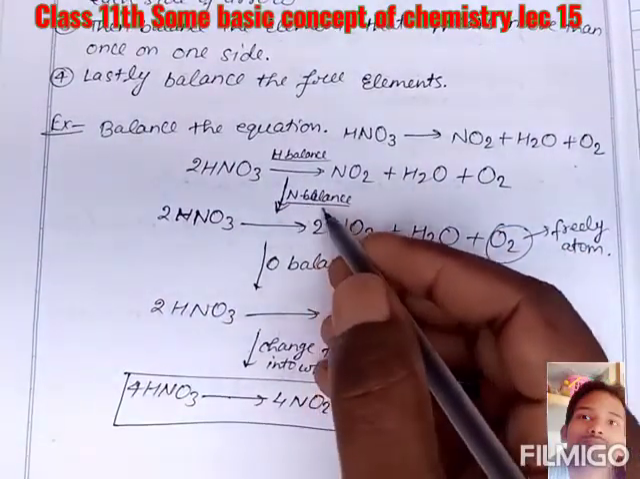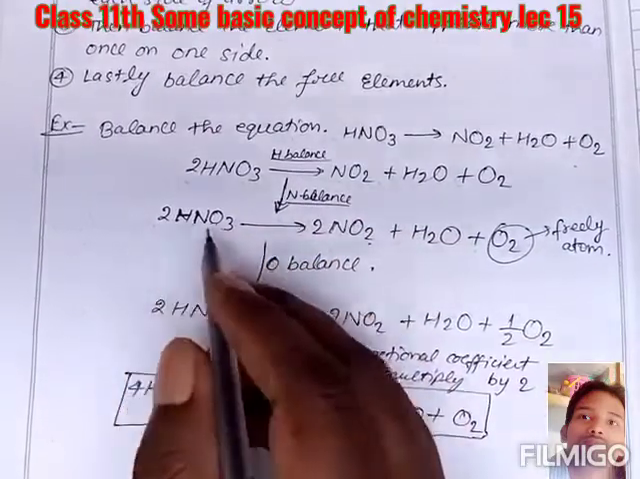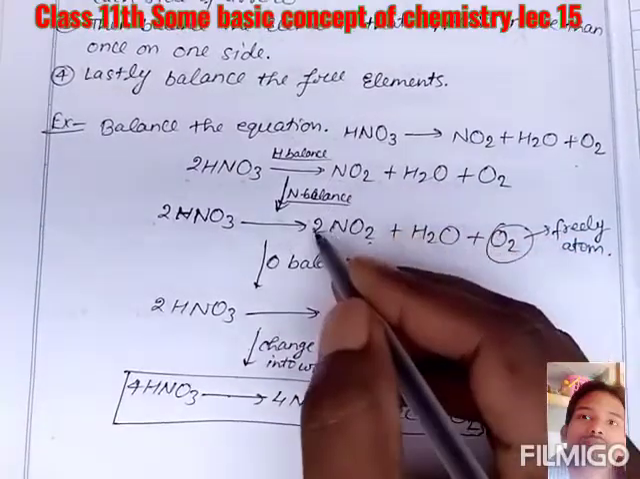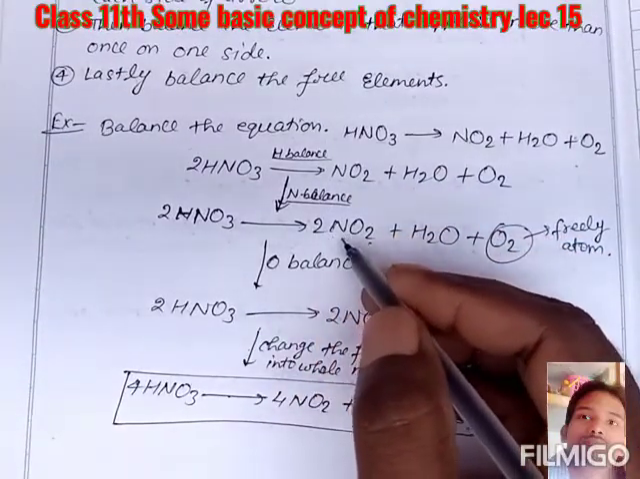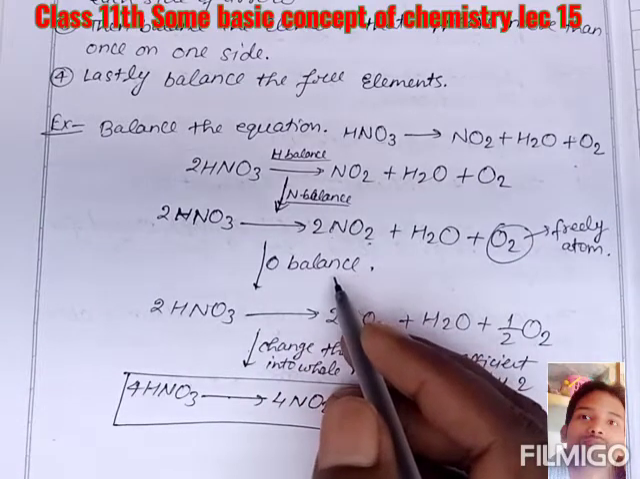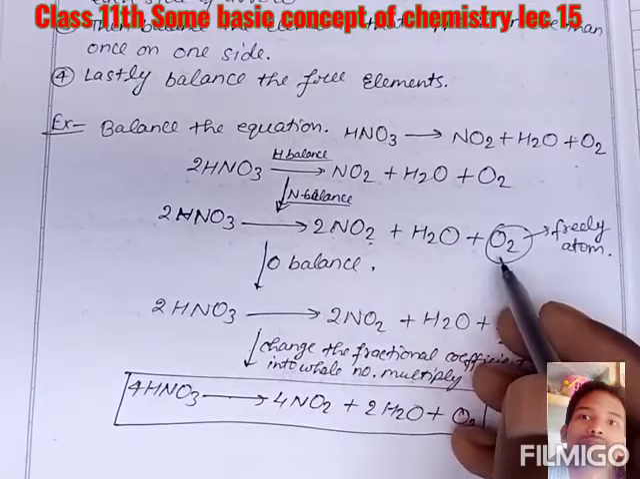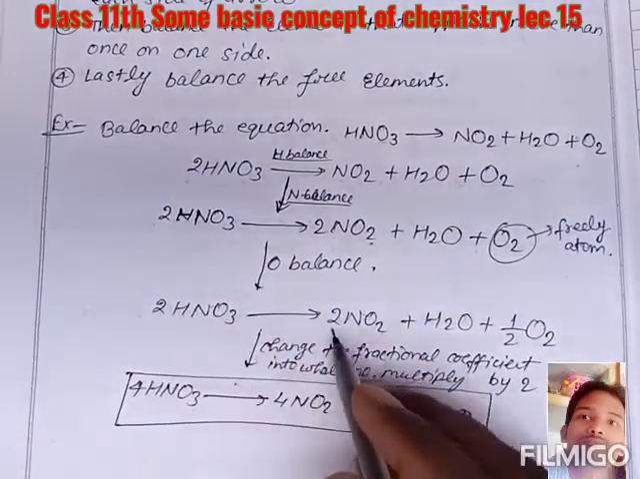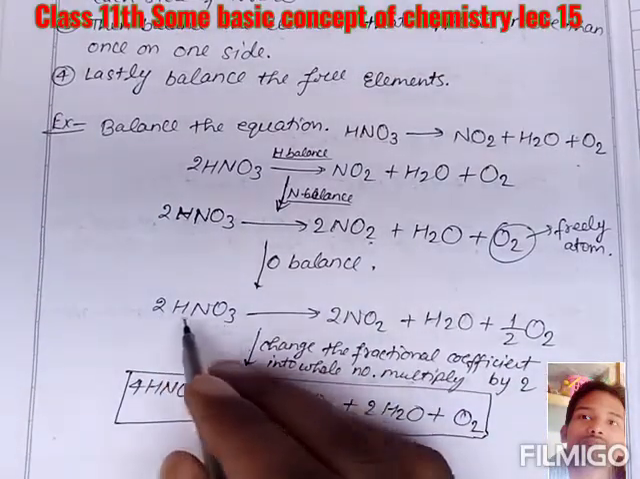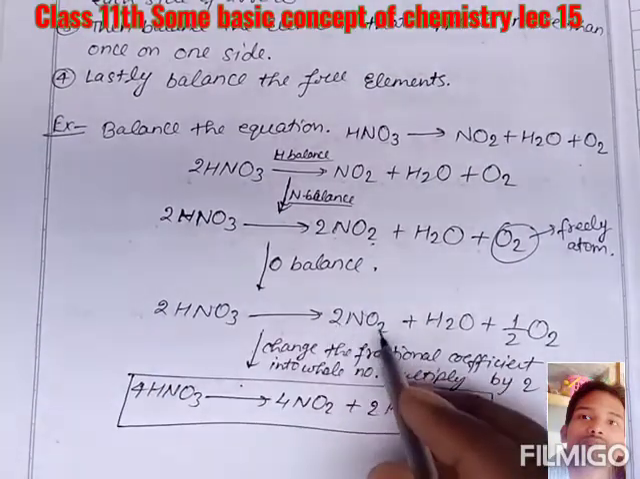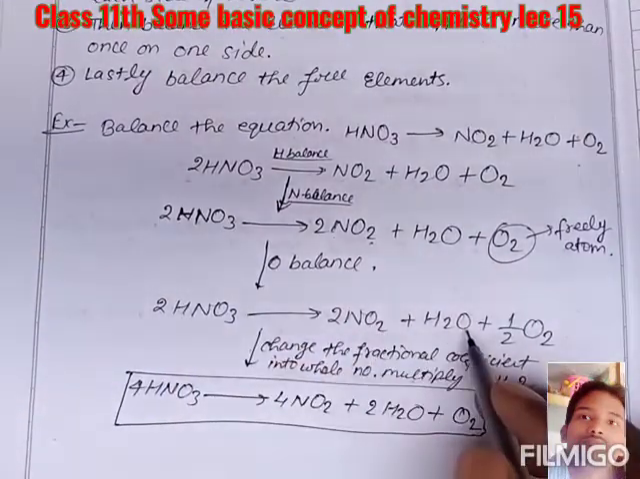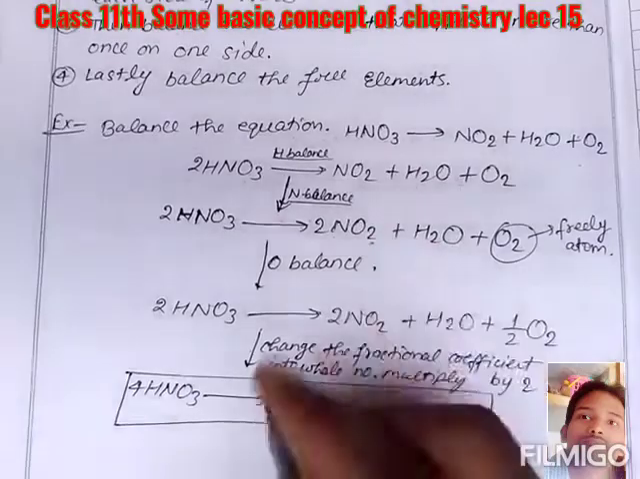Now we are going to balance the nitrogen. Here there are 2 nitrogens, but on the other side there is a single nitrogen, so you will multiply it by 2. Okay, and now oxygen. You can balance the oxygens last because oxygen exists in free form. So 2HNO3 gives 2NO2 plus H2O plus O2. Look here: 2 times 3 is 6, and 2 times 2 is 4, so 4 oxygens plus 1 is 5 oxygens, so a single oxygen is also required.